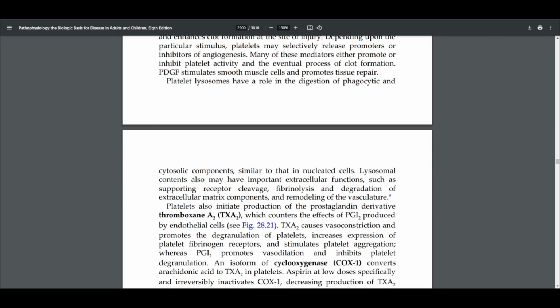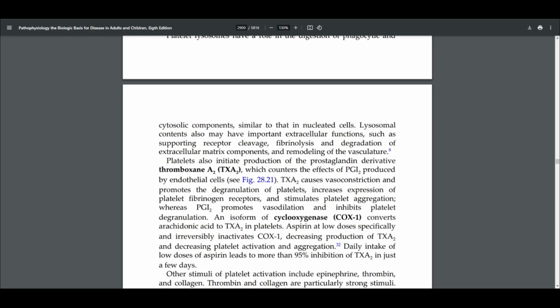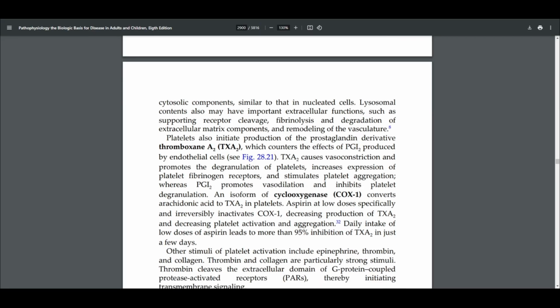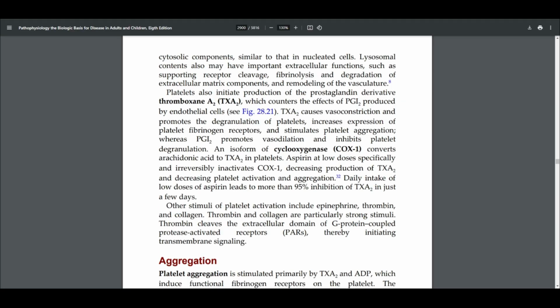Platelet lysosomes have a role in the digestion of phagocytic and cytosolic components, similar to that of nucleated cells. Lysosomal contents also may have important extracellular functions, such as supporting receptor cleavage, fibrinolysis, degradation of the extracellular matrix components, and remodeling of the vasculature.